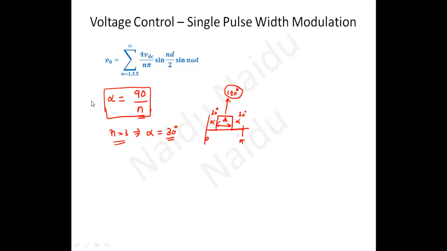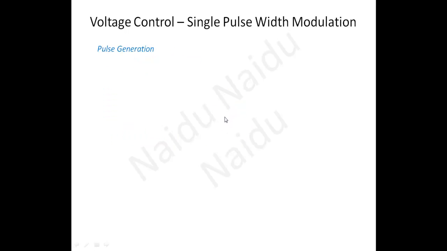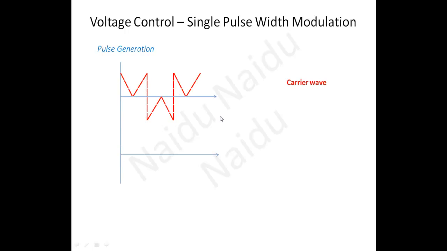Okay, good. But how to control these waveforms, like how to control the switches to get this type of waveform, that is what we are going to discuss. How to generate the pulse? To generate the pulse, we generally take the carrier waveform.